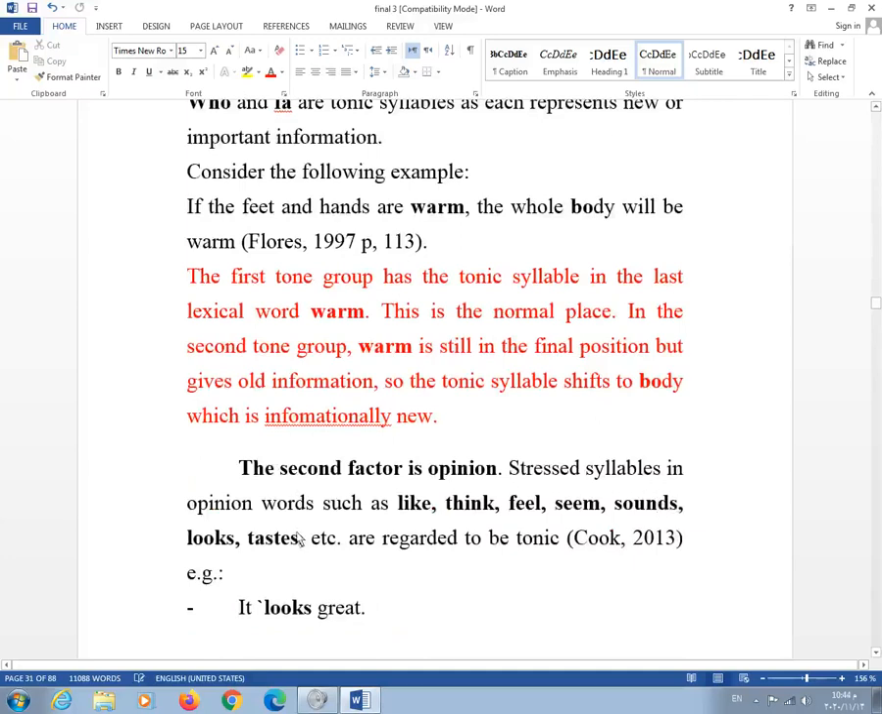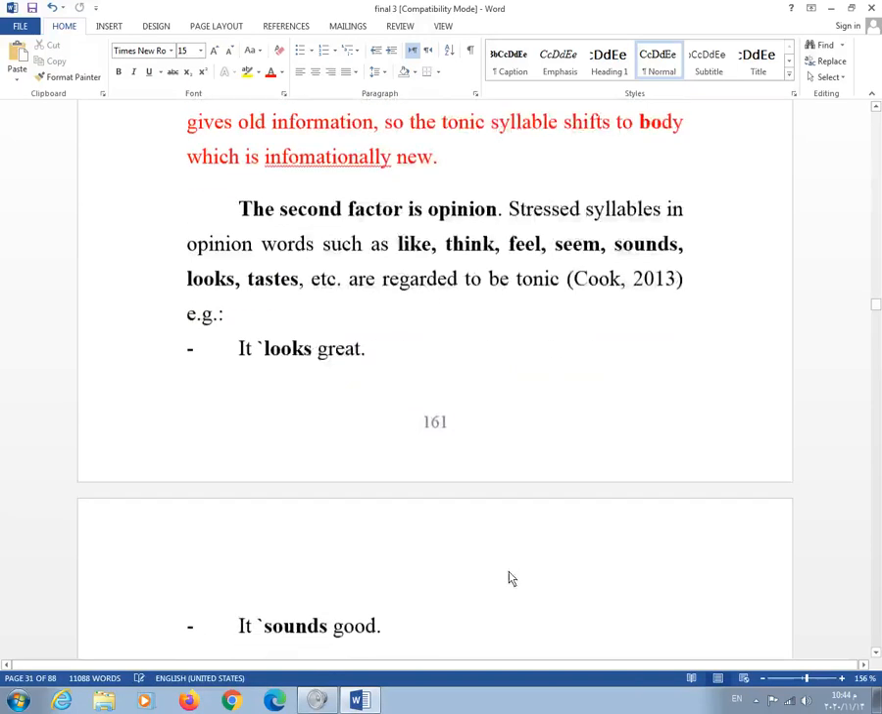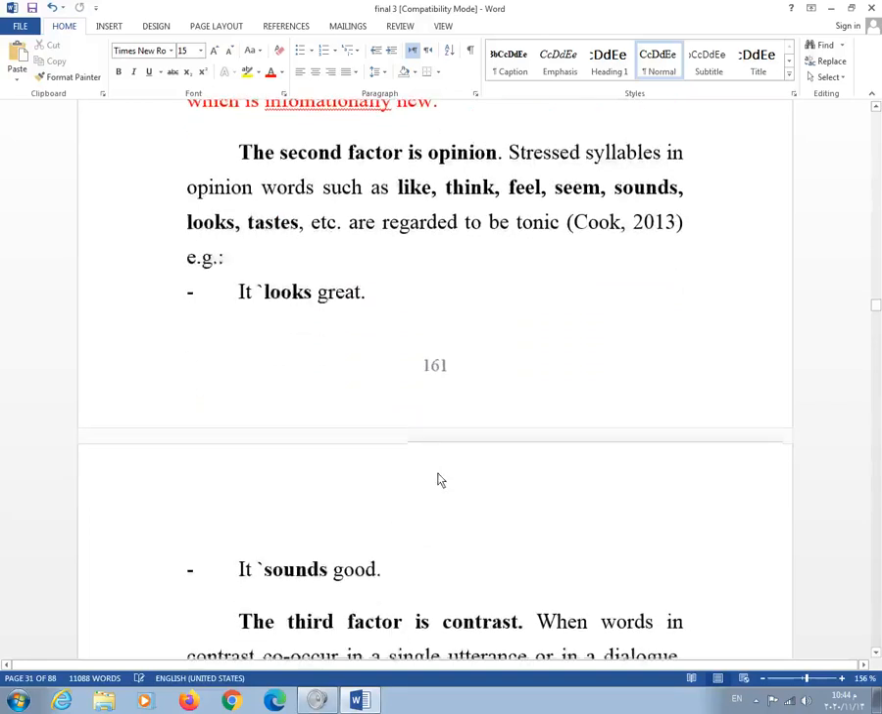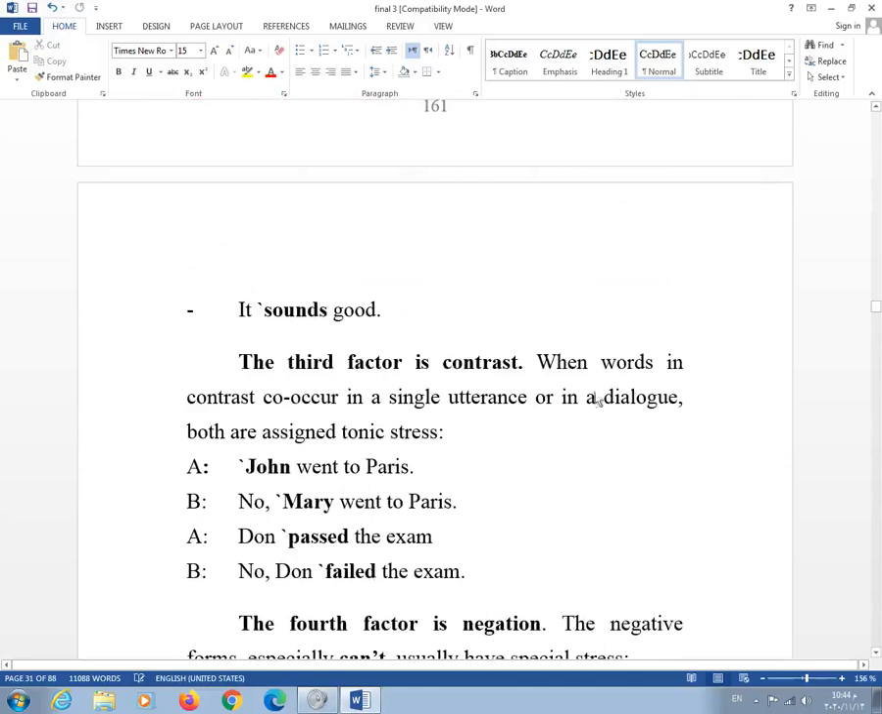Words such as think, I think, like, feel, seem, sounds, looks, tastes, okay, are important words, and they can be regarded to be tonic. For example, it looks great. It sounds good. It looks great. Okay. The third factor is contrast.